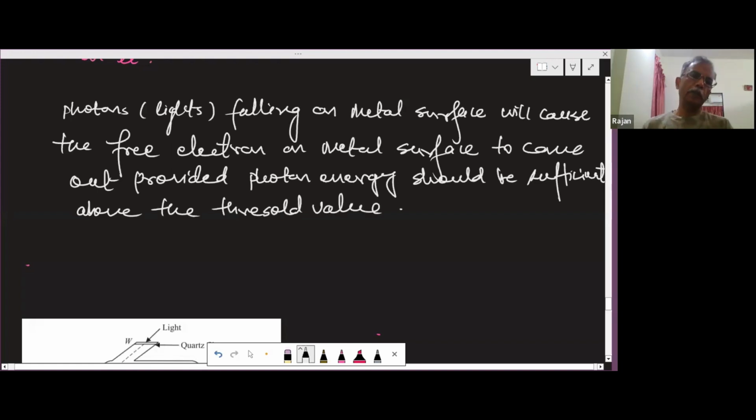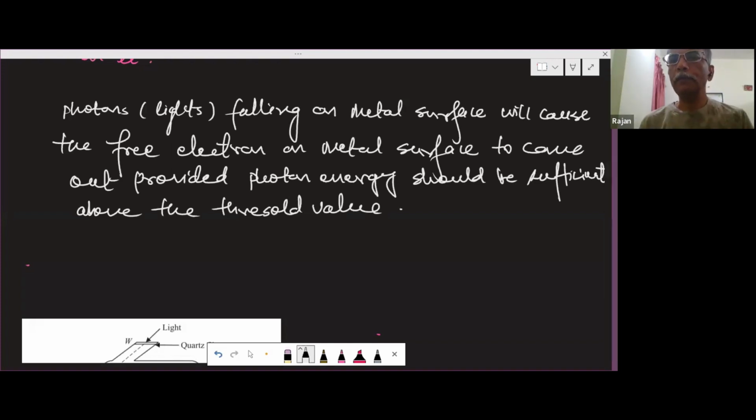If it is below that, the number of photons may be falling on the metal, but they do not have enough energy to liberate electrons. It cannot liberate. What is happening there? The free electrons on the metal surface absorb the energy from the photon completely, and hence they are more energetic. So they are going to move faster in their orbit.